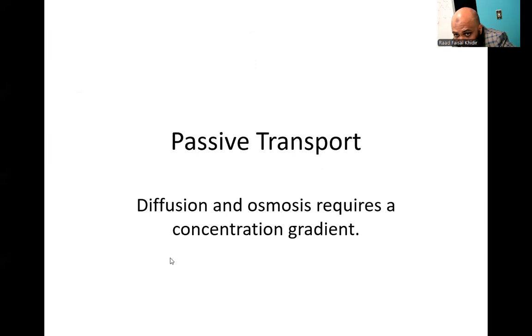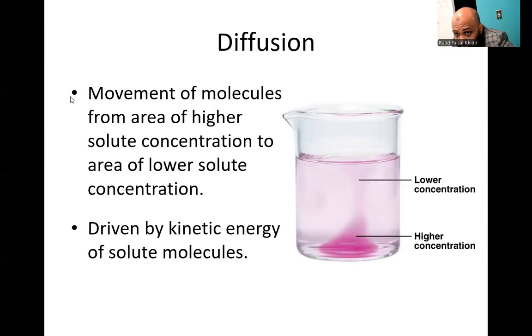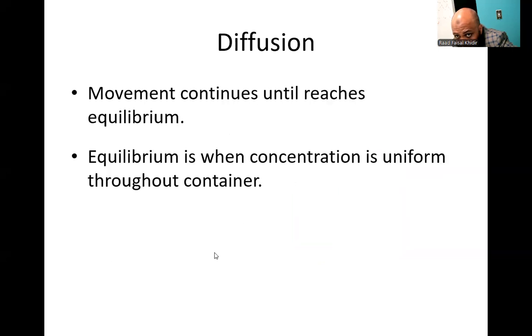It requires a concentration gradient. So the movement of molecules from an area, you see that's a higher concentration, that's a lower concentration, so they're going to start moving out. It is driven by the kinetic energy of solute molecules. The diffusion is the movement, and the movement continues until it reaches equilibrium. And equilibrium is when the concentration is uniform throughout the container.